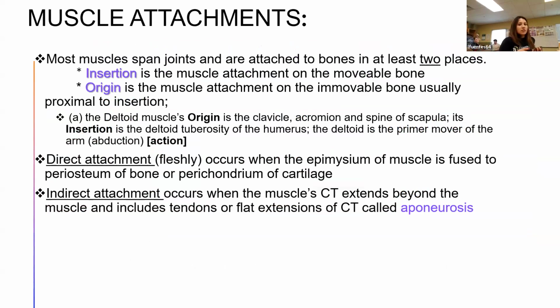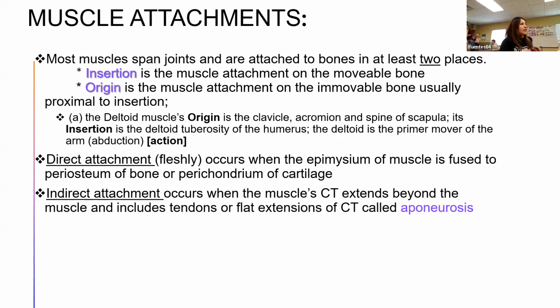So then muscle attachments, we went over this a little bit. The muscles span joints, they're attached to bones in at least 2 places. Insertion versus origin. So an example, the deltoid muscle's origin is the clavicle, the acromion, and spine of scapula. So the origin is in 3 places on 2 bones. Its insertion is the deltoid tuberosity of the humerus.